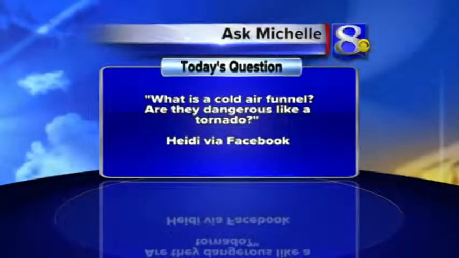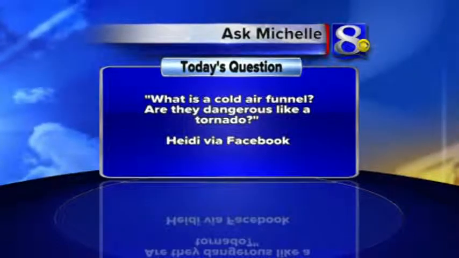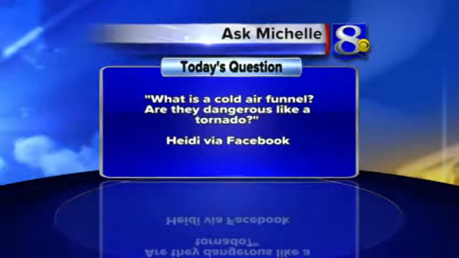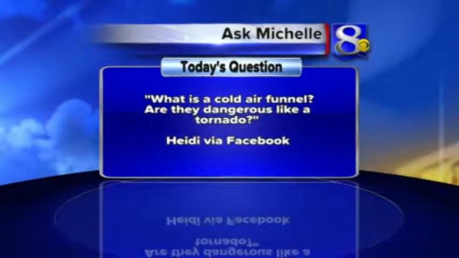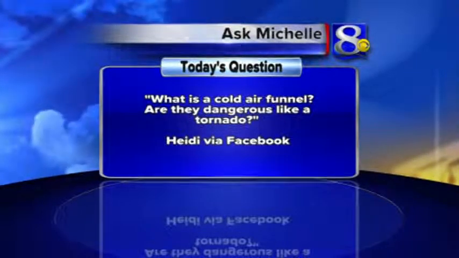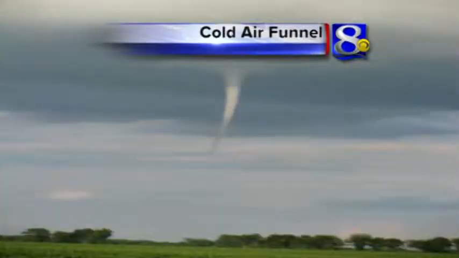Yeah, and today I have a question, something that we've seen a couple times across our area in the past couple of weeks. Take a look at the question. The question is from Heidi via Facebook, and she wants to know, what is a cold air funnel and are they dangerous like a tornado? Again, it's something that we've seen a couple times over the past couple weeks.